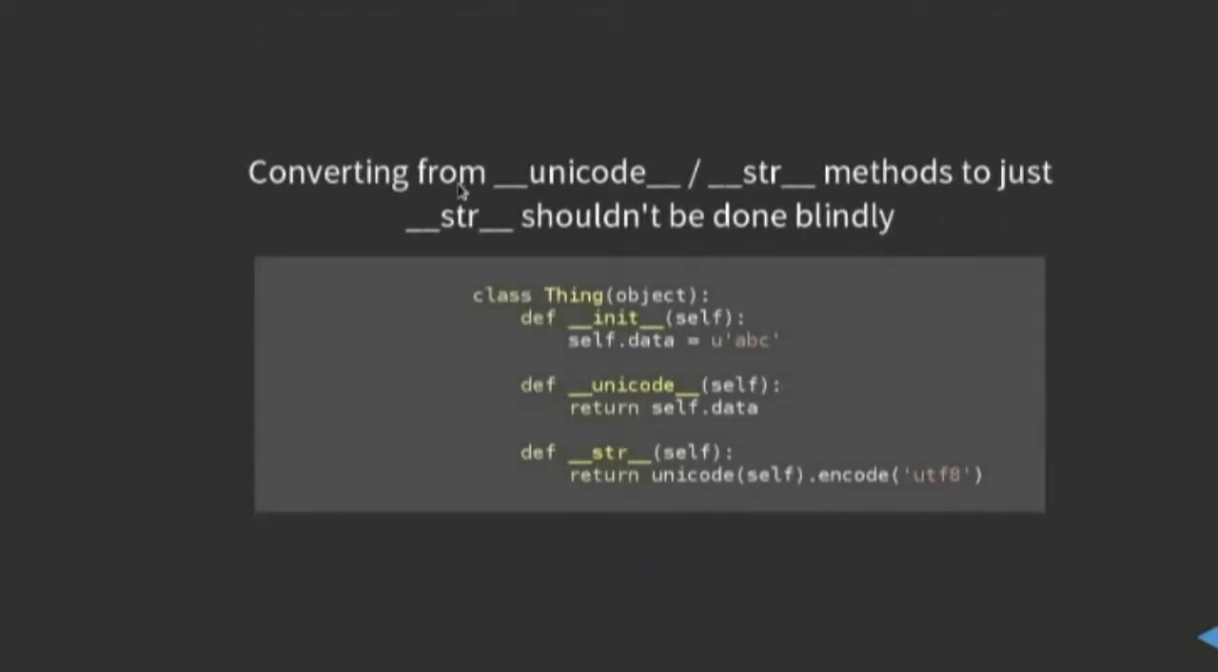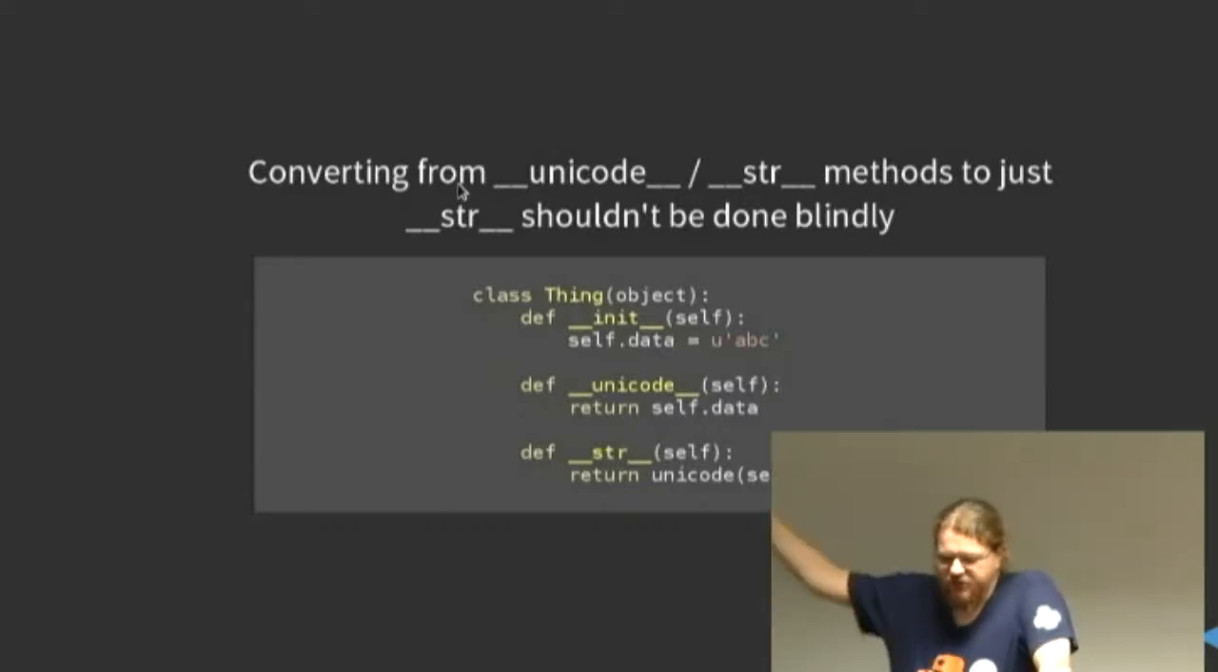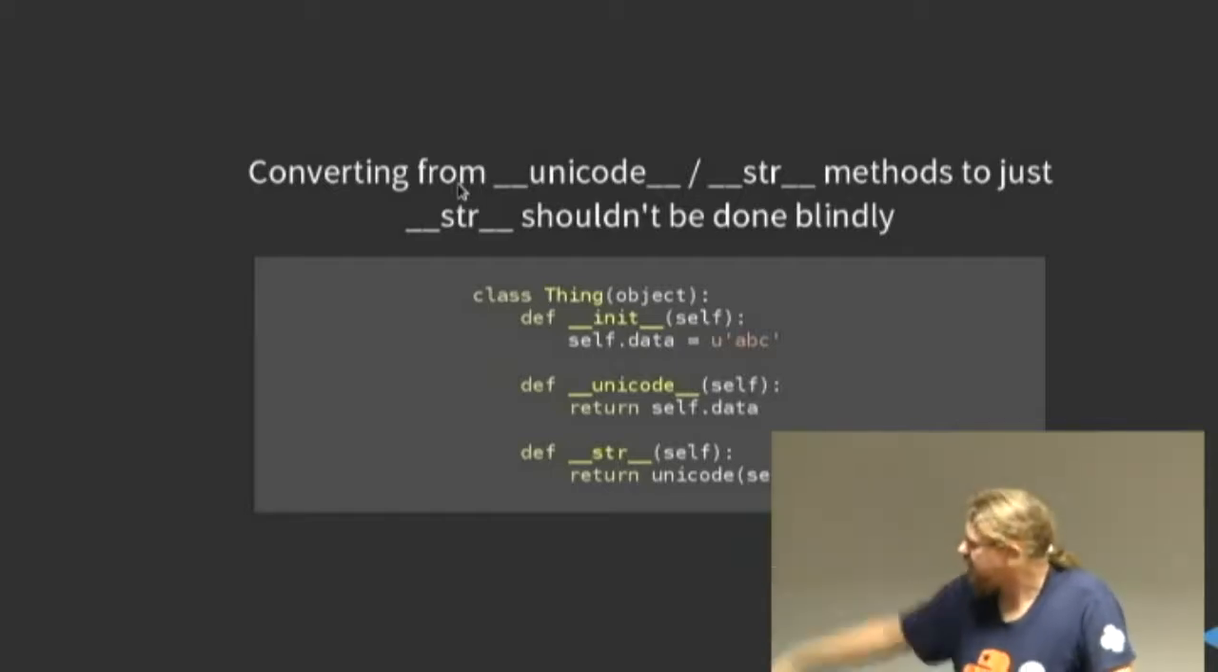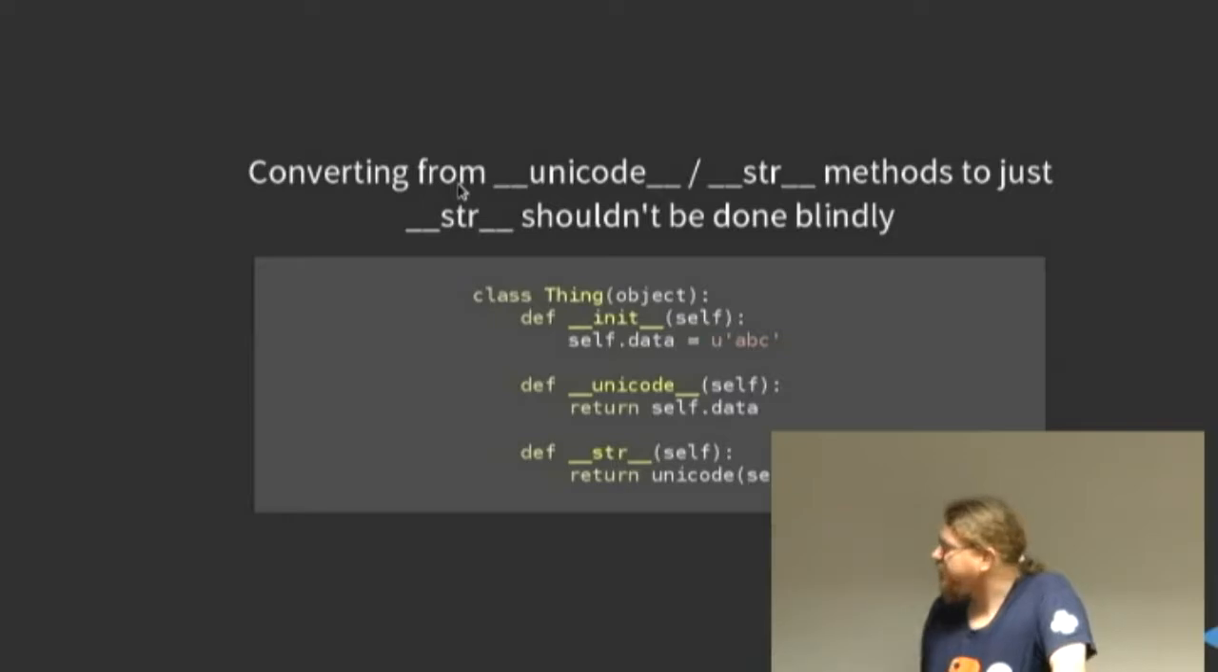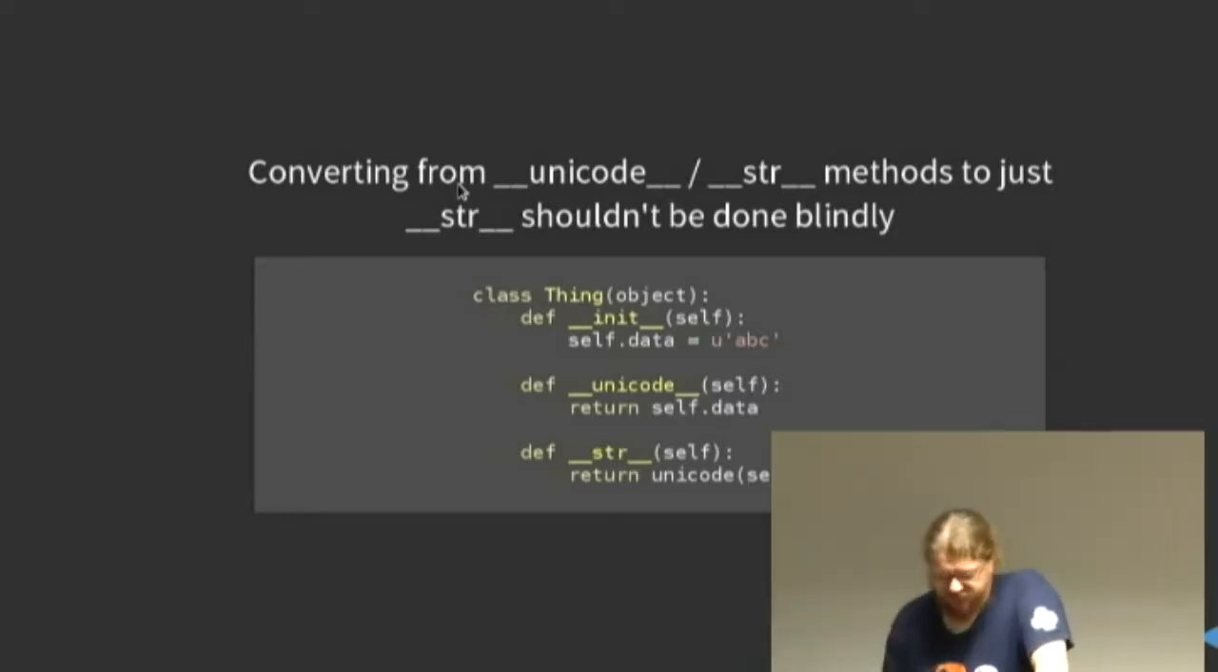The other thing you need to be very careful about is that on a Python 2 object, you have a dunder unicode method and a dunder str method. In Python 3, you generally just have the dunder str. And so this is not an uncommon pattern: I have an object which has Unicode data, I have a dunder unicode method which just returns the data, and a dunder str method which returns an encoded version. You see this in the wild quite commonly.